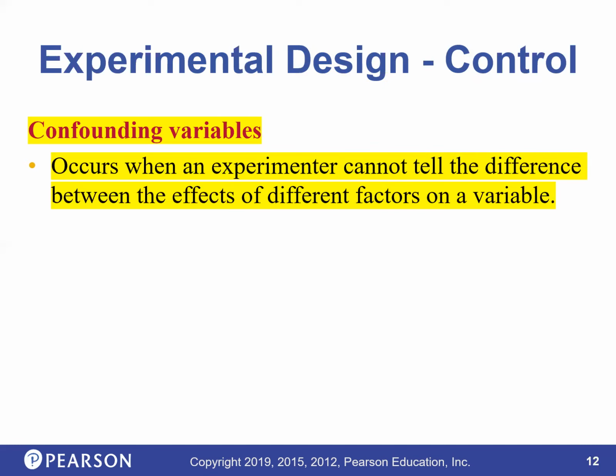So in order to do that, the people have to agree, I'm going to eat this diet while I'm here, or I'm going to exercise this much and this much only. So that's a way to control the group here. So confounding variables.